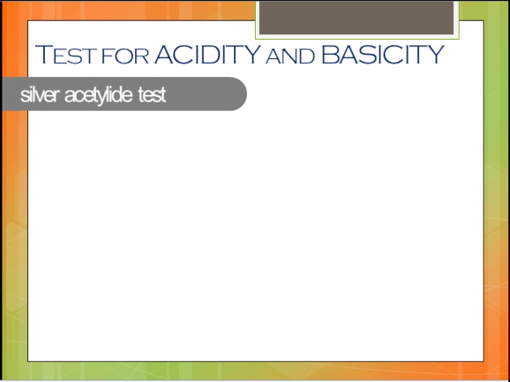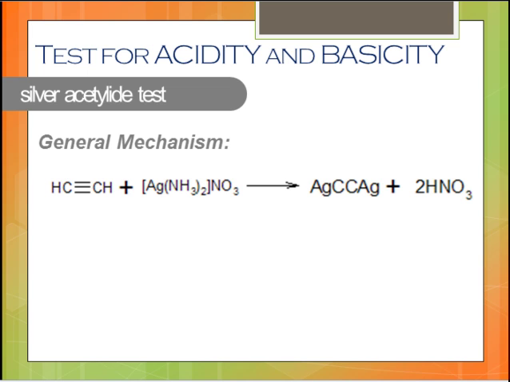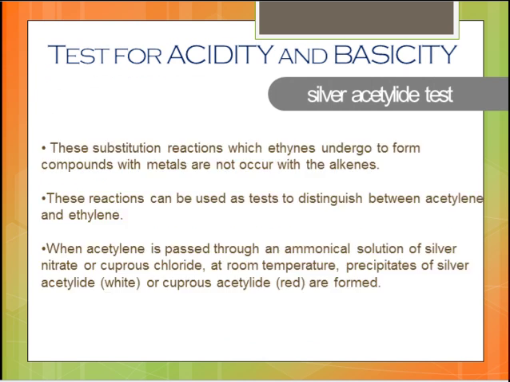Now we see the mechanism for the formation of the silver acetylide. Acetylene is combined with Tollens reagent. The hydrogen from the acetylene will be substituted with the silver from the Tollens reagent, and no bonds are broken. The result is that we have silver acetylide in a nitric acid solution. This reaction is general for most, if not all, alkynes.